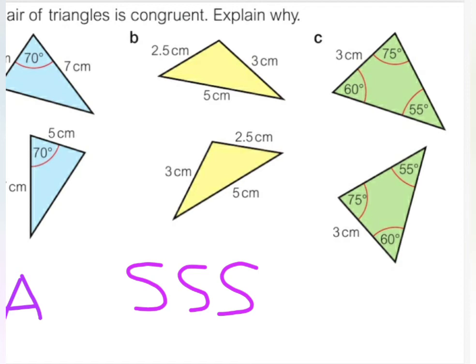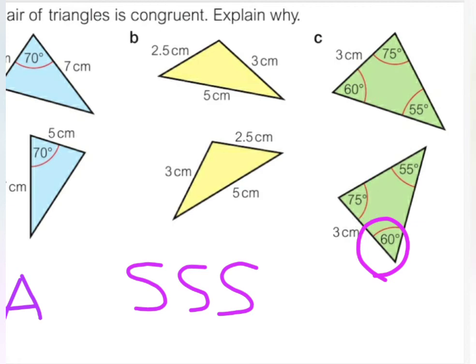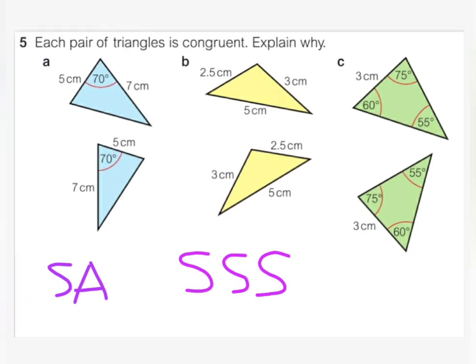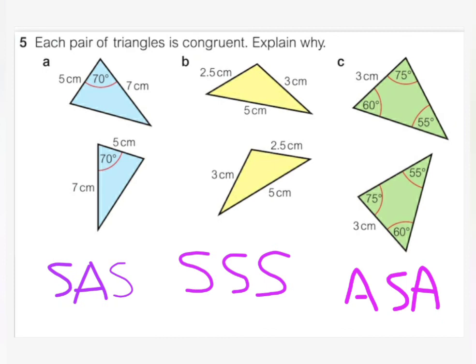Now, here we have two angles and a side or included side, two angles and included side. So we can say ASA. A, S, A, it means two angles and included side between them. Sorry, this one is SAS. Yes, I might have erased it. It's okay. So the first one is SAS, second one SSS, and the last one ASA.